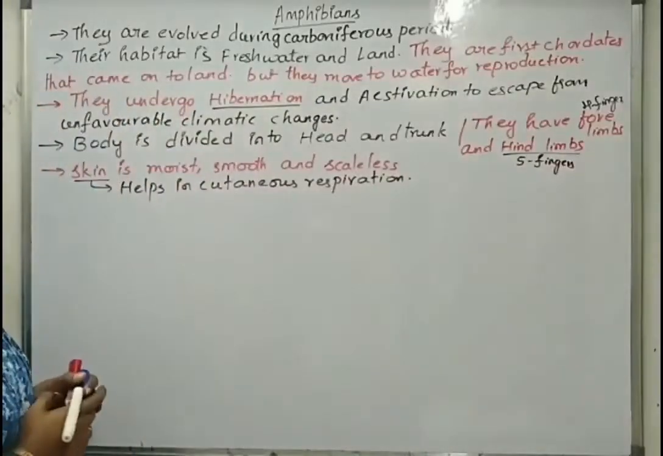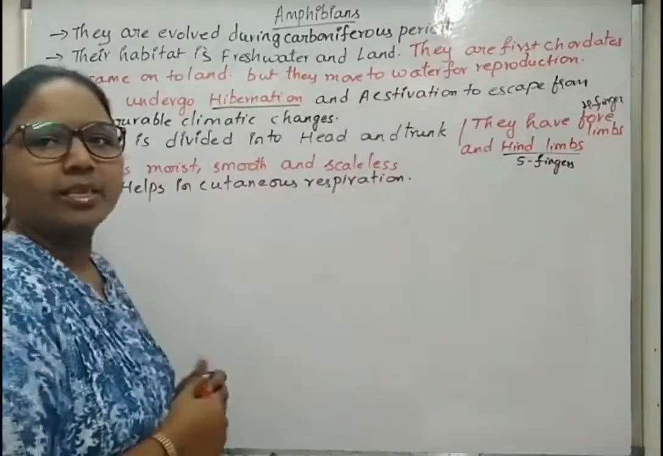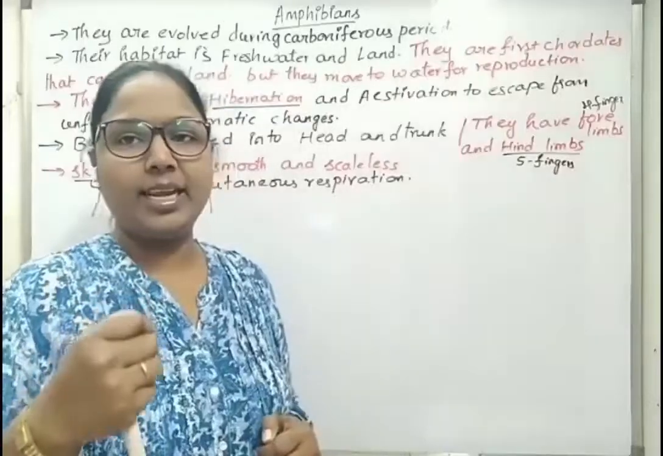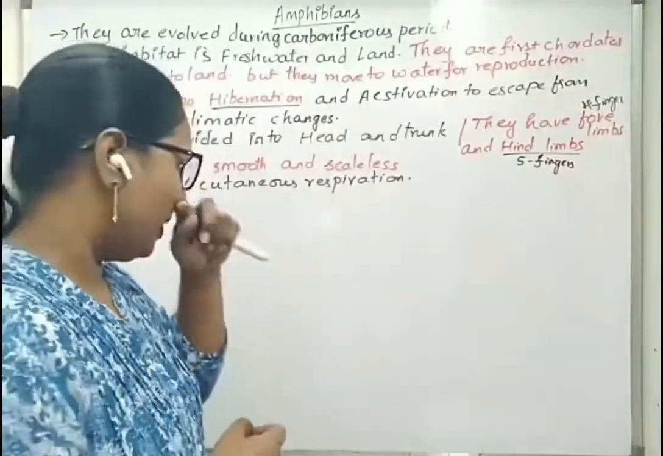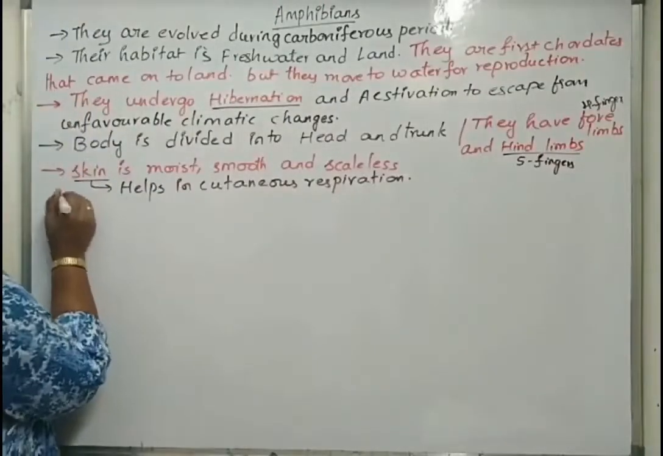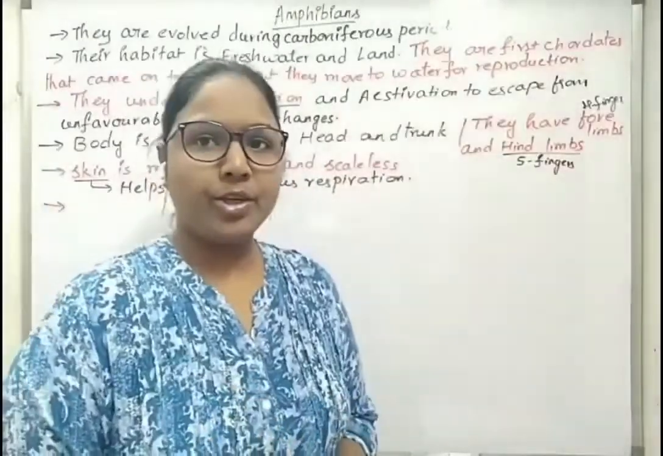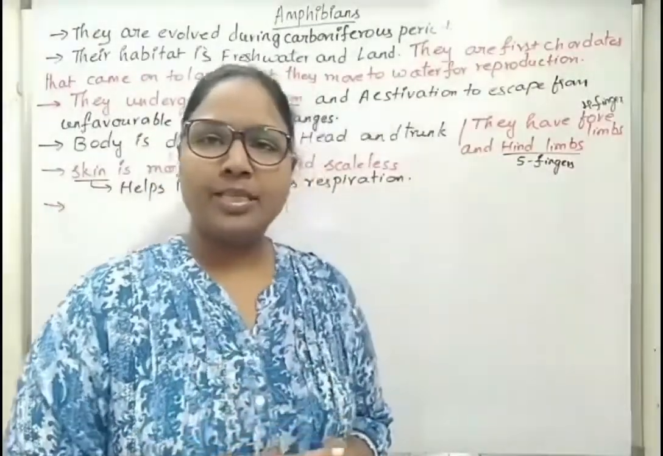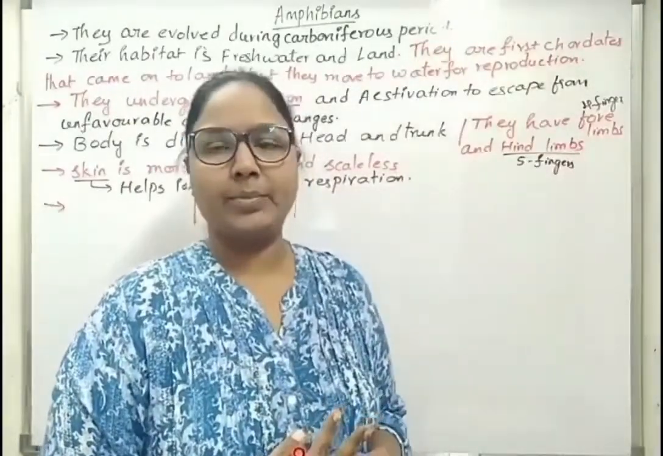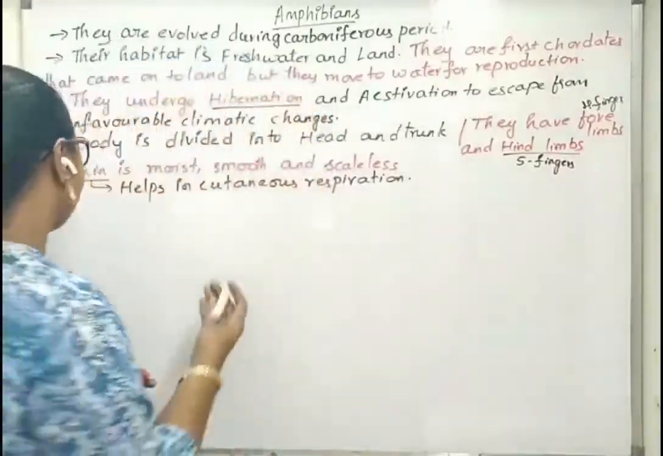Next, how can the skin help in cutaneous respiration? On the skin there are numerous mucus secreting glands. They secrete and maintain the moisture on the skin surface. Next, mouth is bigger and teeth are polyphyodont, means they shed off many times and they regrow or get regenerated many times. Such type of teeth are called polyphyodont. Poly means many.